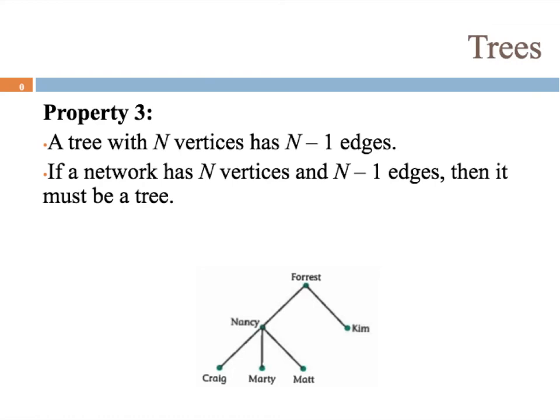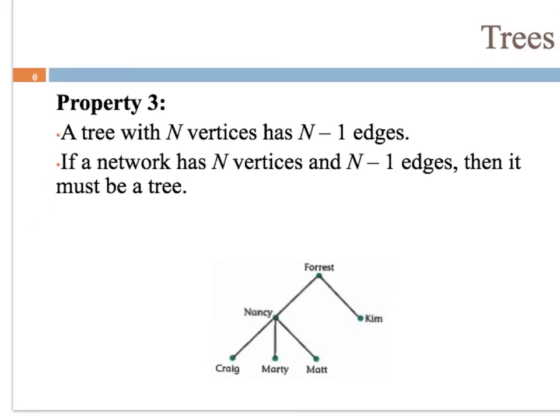Property 3. A tree with n vertices has n minus 1 edges. So we always have one less edge than the number of vertices. If a network has n vertices and n minus 1 edges, then it must be a tree. So notice that there are 6 vertices, 6 people on this tree, and then 1, 2, 3, 4, 5 edges.